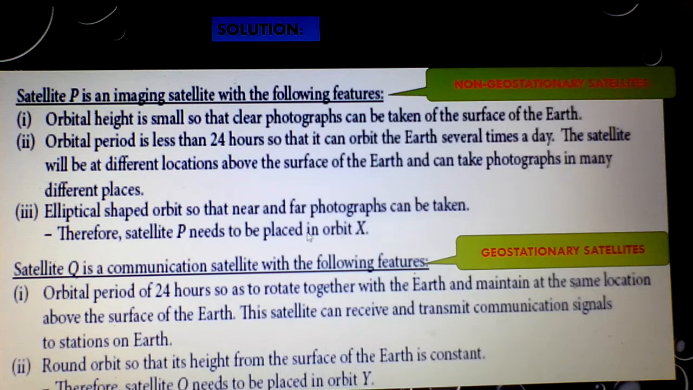So actually this type of question you can write in table form. First you explain the aspect and then give the explanation for the aspect. So P, as an imaging satellite that needs to record images of various locations, needs to be able to change geographical location. So it means the orbital period is less than 24 hours.